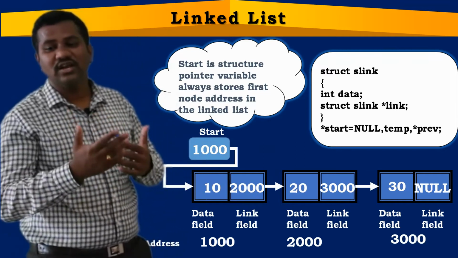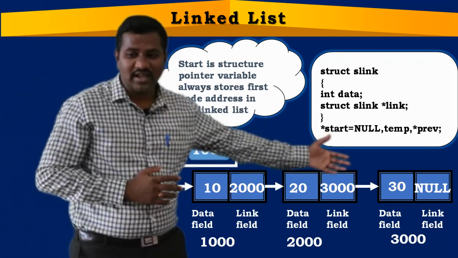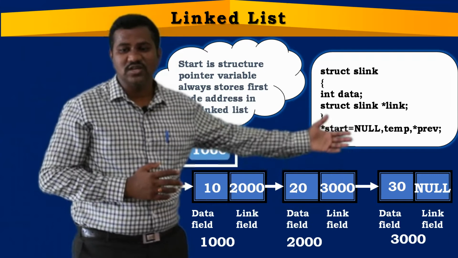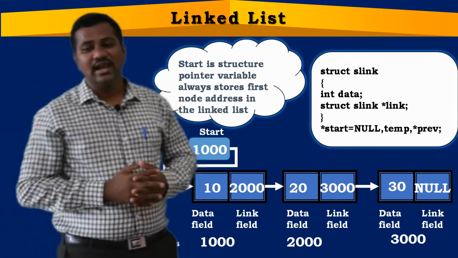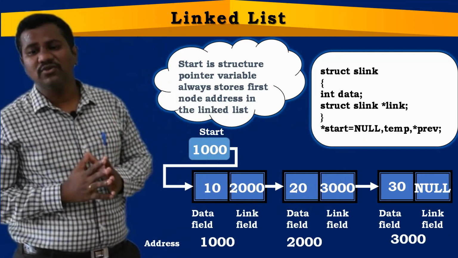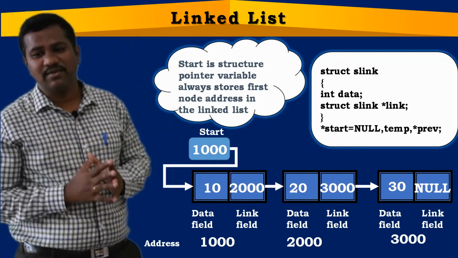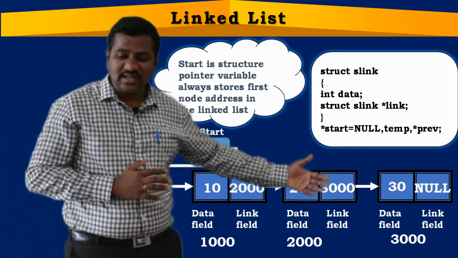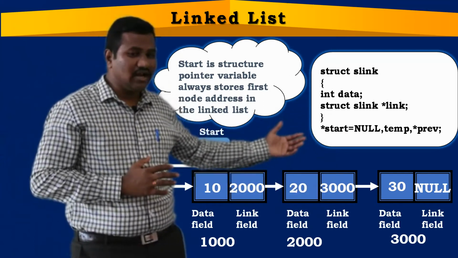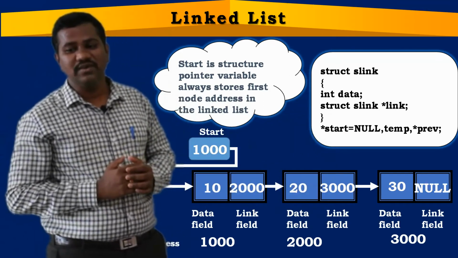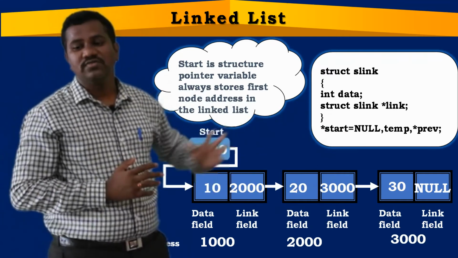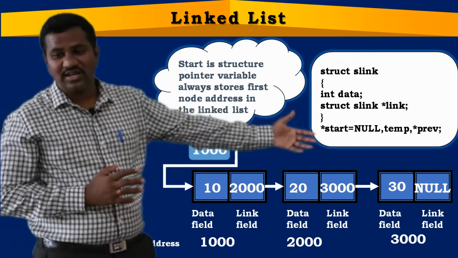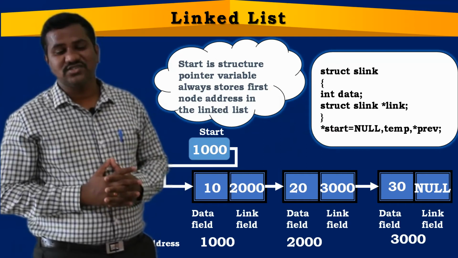Now I would like to create one more node. Again, a block of memory will be allocated, and the address is going to be 3000, which contains the data part and a link part. In the data part I would like to store the value 30, and the link part I'm assigning as null. This 3000 I'm storing in the second node link part, so that a link will be established from 2000 node to 3000 node. Now the last node, that is the 3000 node, link part consists of null.